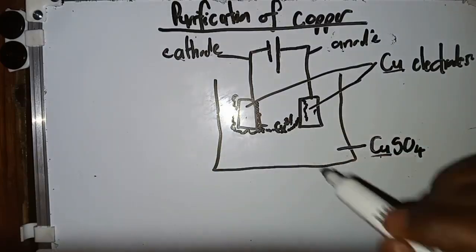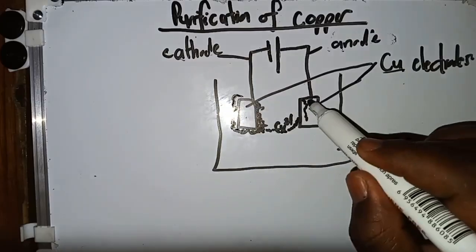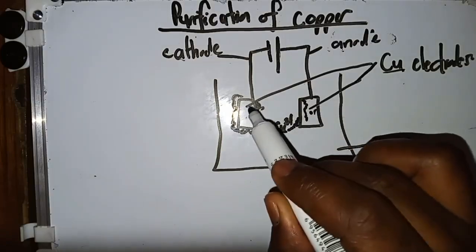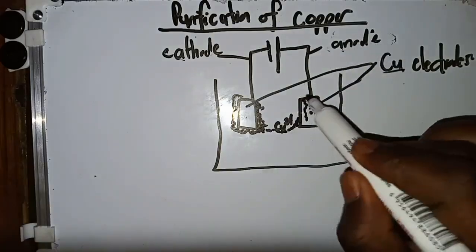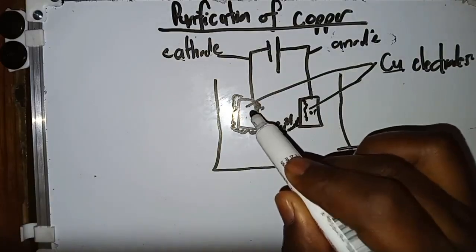Okay, it coats the cathode. So this is the copper which dissolved, and it is the copper from this electrode which dissolves and coats the what? The cathode. So the anode dissolves and coats the what? The cathode.